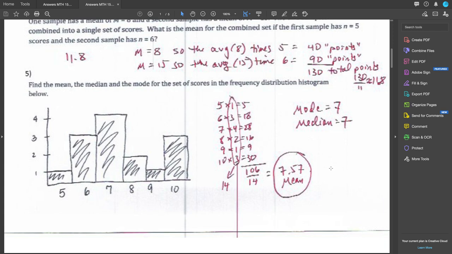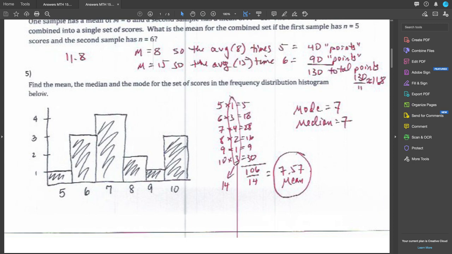Next one up was to find the mean, median, and mode for the set of scores in the frequency histogram. Well, look, there's 1 5, there's 3 6s, there's 4 7s, 2 8s, and so on. So that's the frequency here. So I do the 5 times 1, the 6 times 3, because there are 3 6s, the 4 7s, so on. I multiply them all out. I add them up. That gives me 106 total points, if you will. And I divide by the 14 scores. So the mean is 7.57.